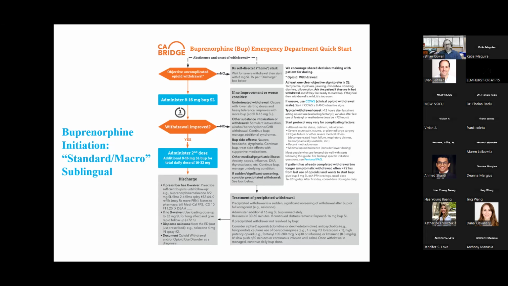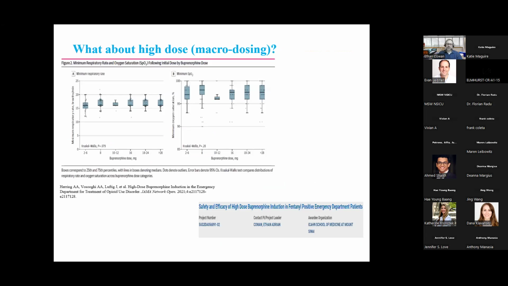I will tell you there's not a lot of data around these things. This group, the California Bridge group, did publish a retrospective chart review of high dose initiations showing that they were safe. These are all patients that got more than 16 milligrams of bup during their ED stay, and there was no impact on their respiratory rate or their oxygen saturation. And the only serious adverse events that they had were like hospitalizations, but they weren't due to the buprenorphine that was given. So at least retrospectively, it seems like it's safe.